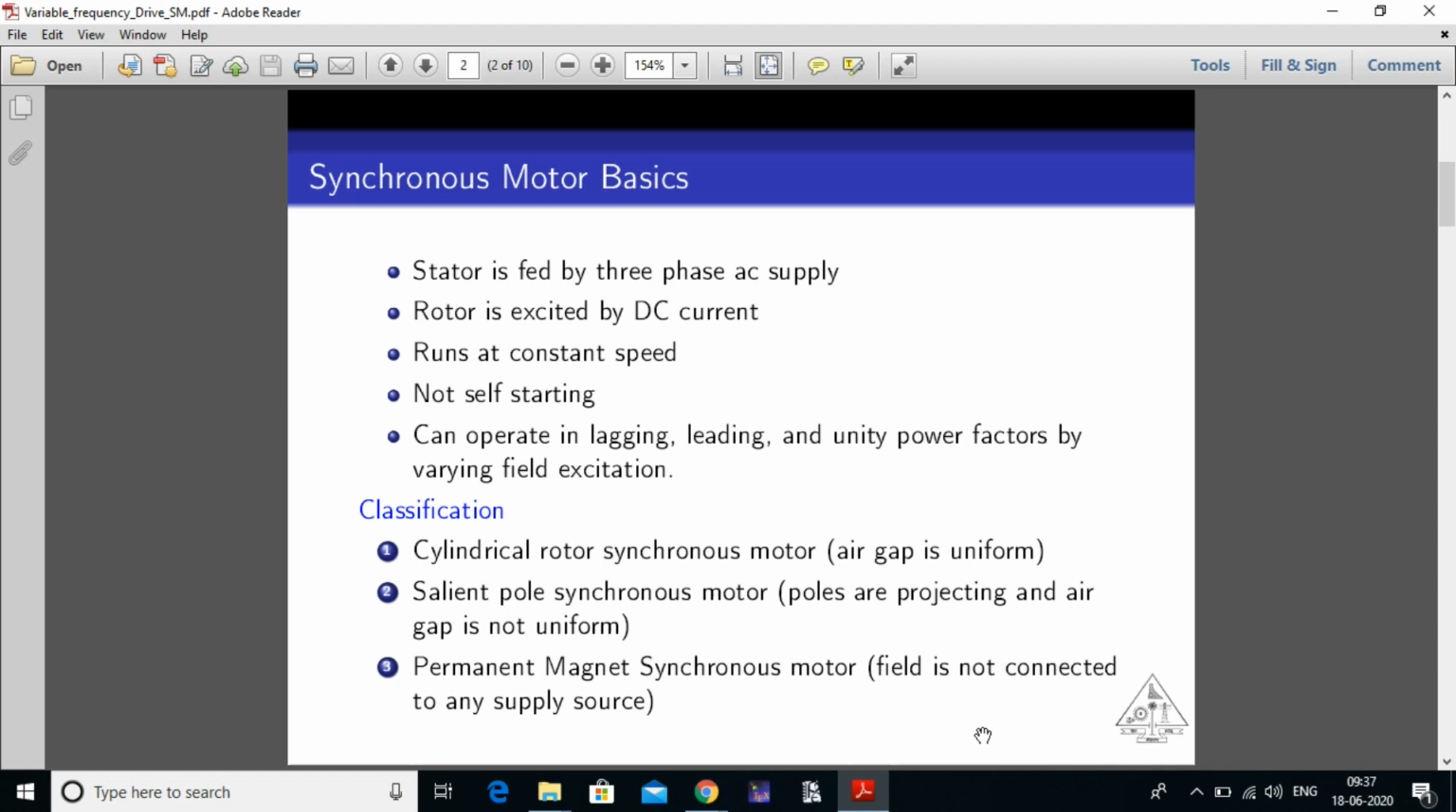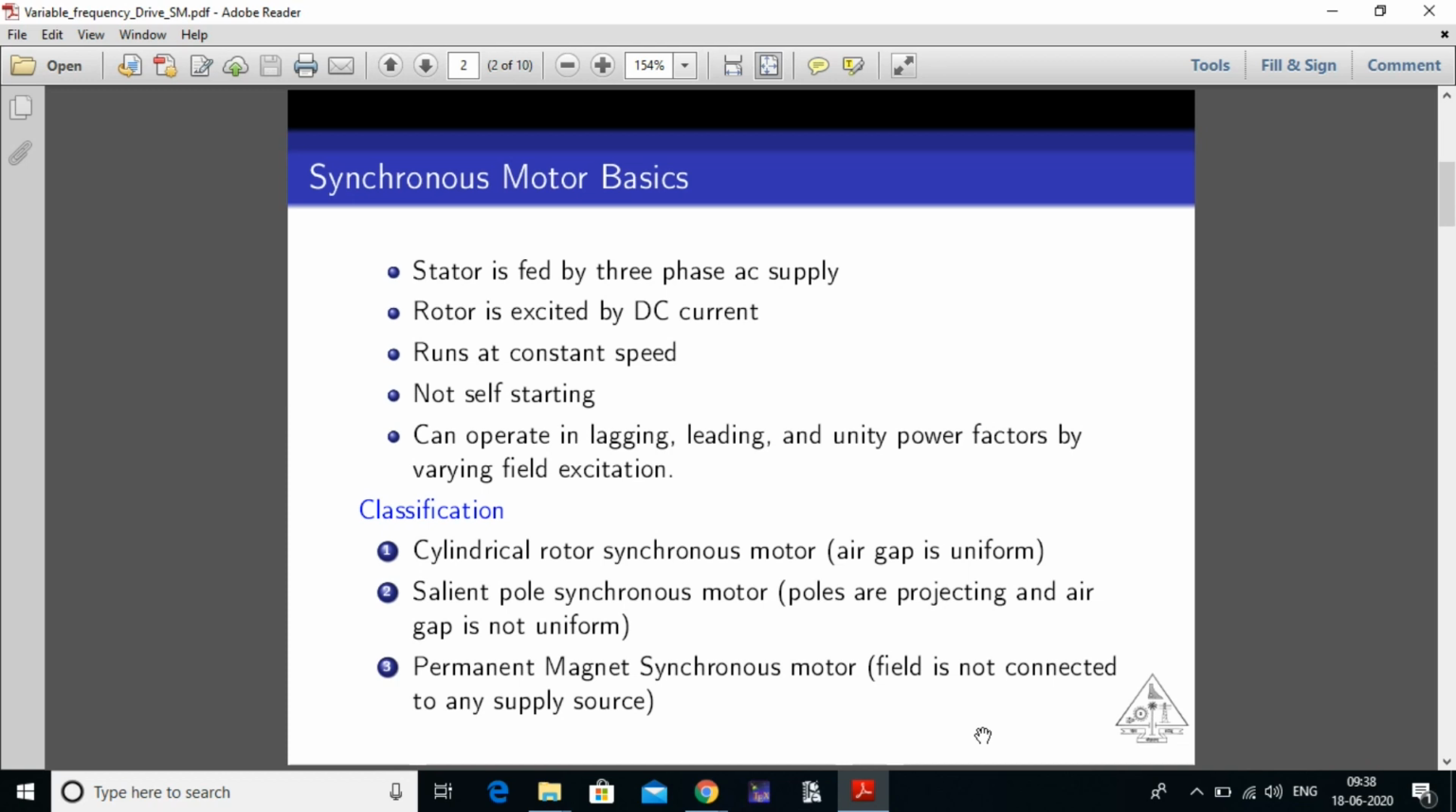When a three-phase AC supply is given to the stator winding, it will produce a rotating magnetic flux. But in the case of induction motor, this rotating magnetic flux will induce an EMF in the rotor conductors, and since the rotor conductors are closed circuit, a current will be flowing through it. And this induced current is responsible for the electromagnetic torque.